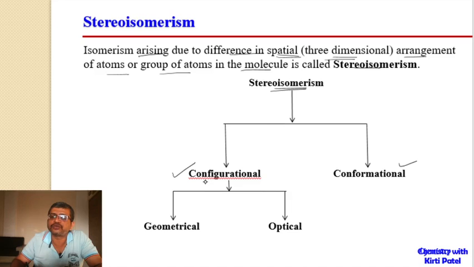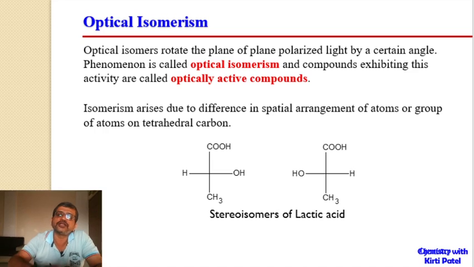Configurational isomers are those which can be interconverted by breaking the bond and then attaching the bond at a different angle. Conformational isomers are those which can be interconverted just by rotation around carbon-carbon single bonds. Configurational isomers are of two types: one is geometrical isomers and the other is optical isomers. Today we will be seeing optical isomerism.